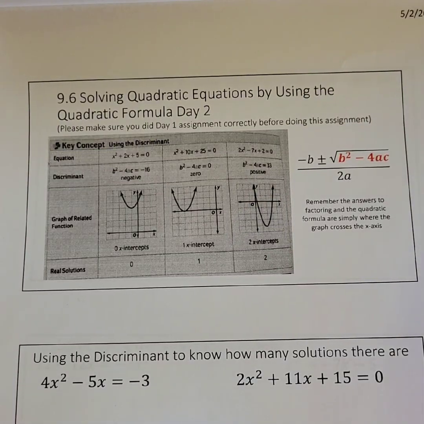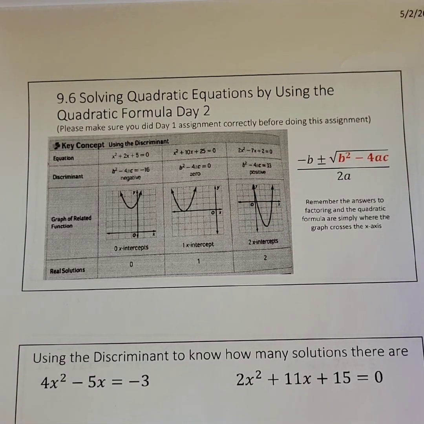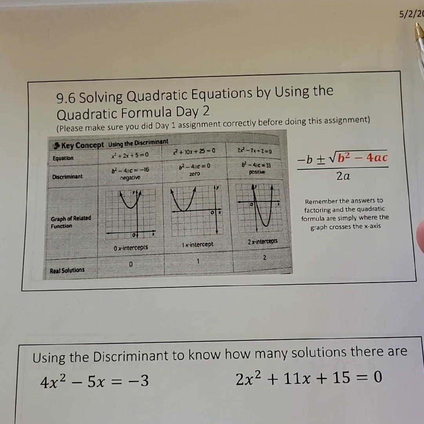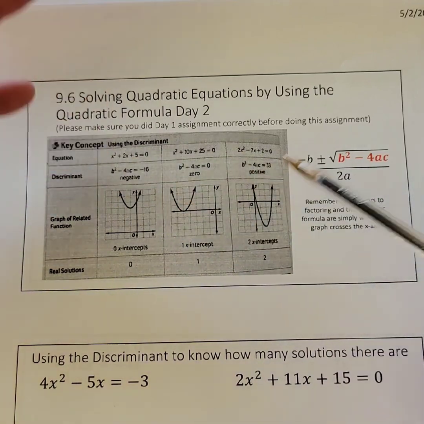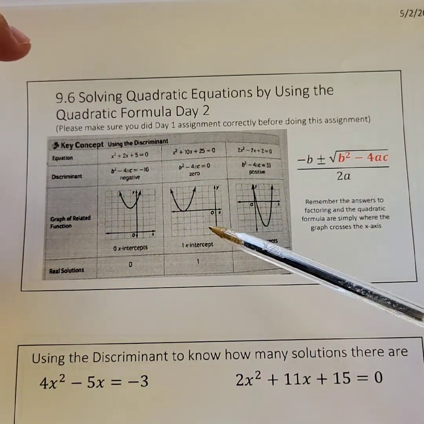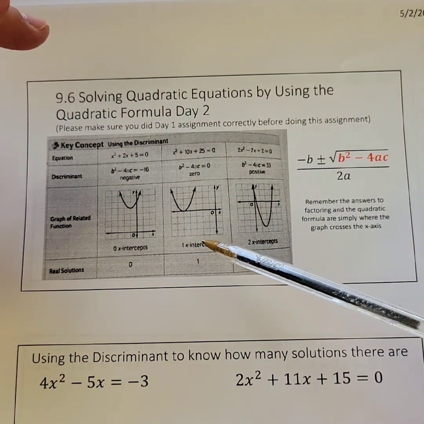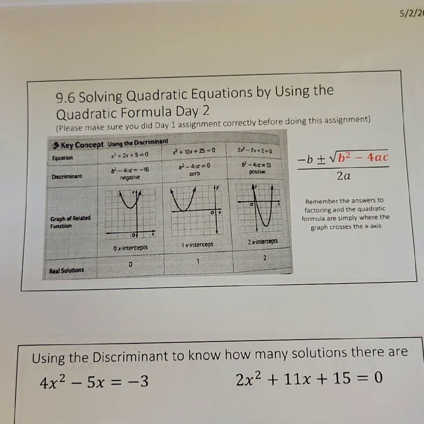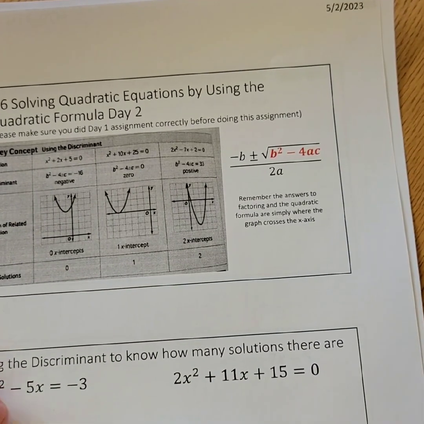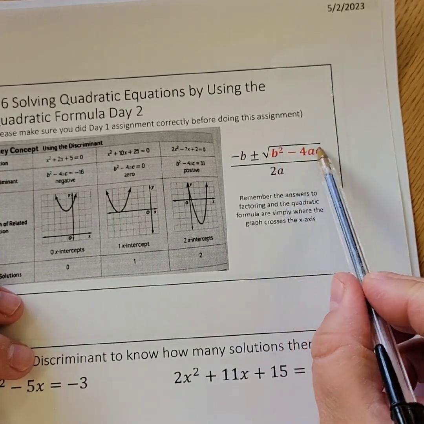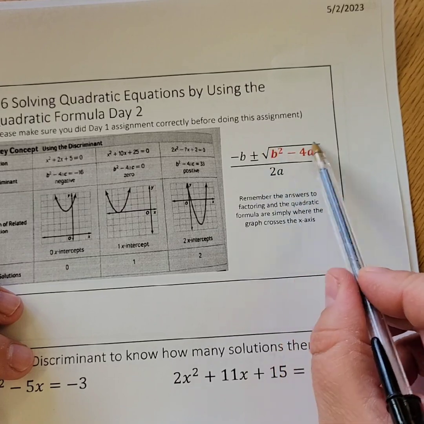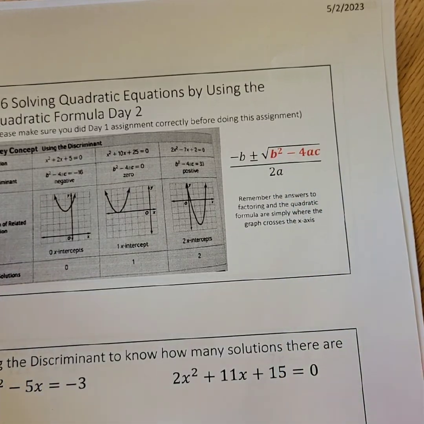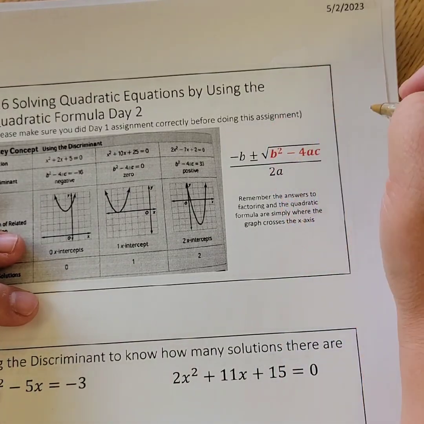Okay, so 9.6, day 2, solving quadratic equations by using the quadratic formula. So, no, we're not going to have to graph, but this is a good chart that we need to kind of have. If you look over here at the quadratic formula, you see this red part? It's the stuff underneath the square root, okay? So, this is what's called the discriminant.